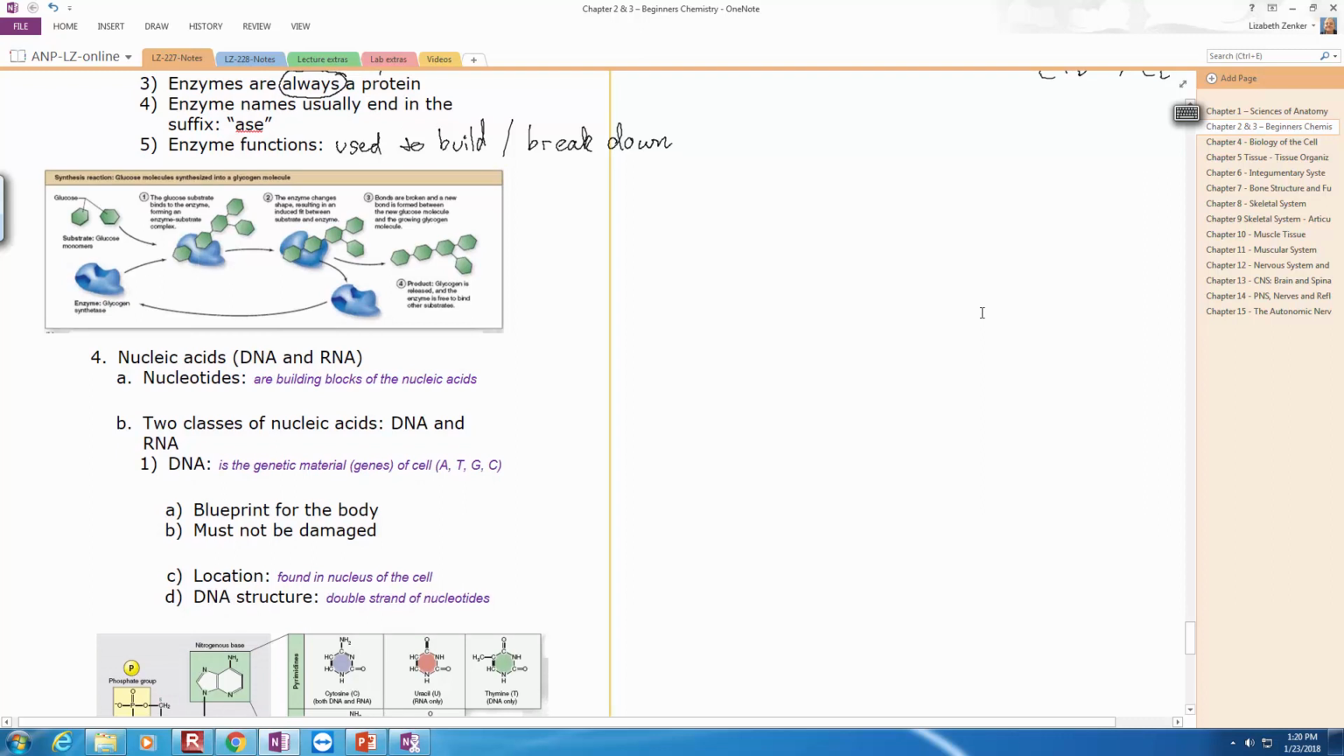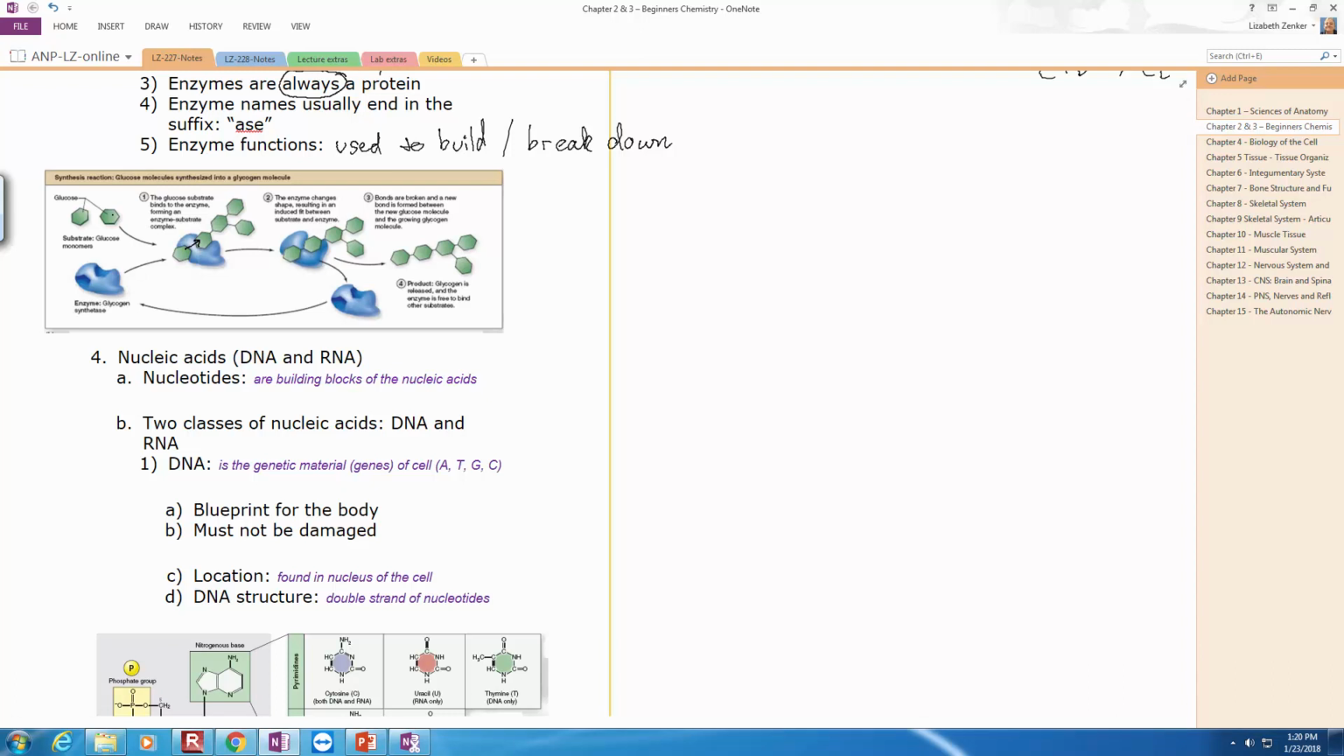You have this blue blobby thing, which is a protein. It's an enzyme. In this case, they're showing you glucose. Substrate is another name for reactant. So if I bring in two glucose molecules and I have my enzyme, and I use my enzyme to link a glucose molecule onto another, I'm making a bigger molecule, I'm synthesizing, right? So that would be an endergonic reaction. It's taking energy in order to do this.